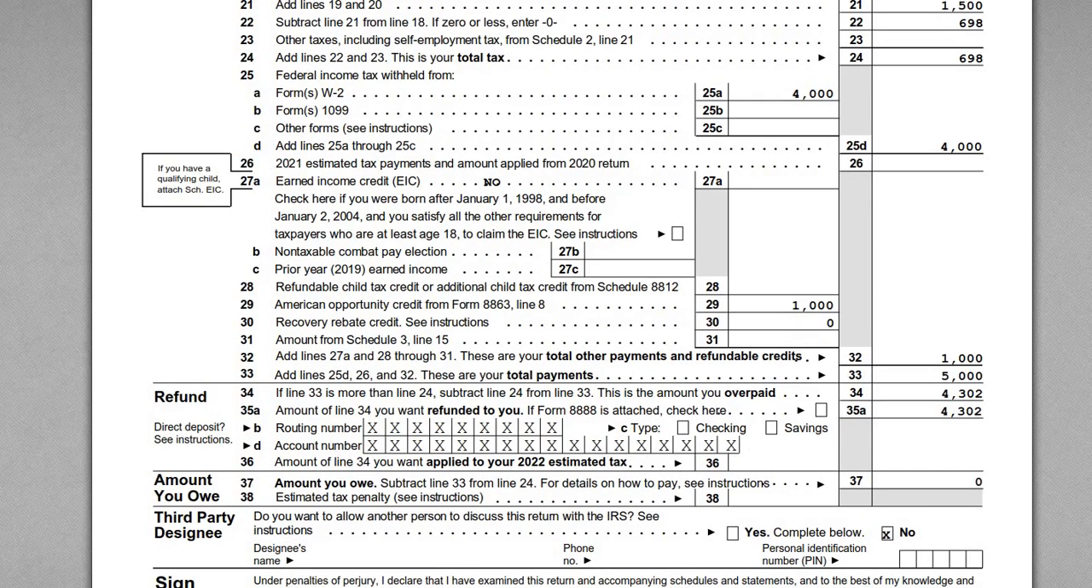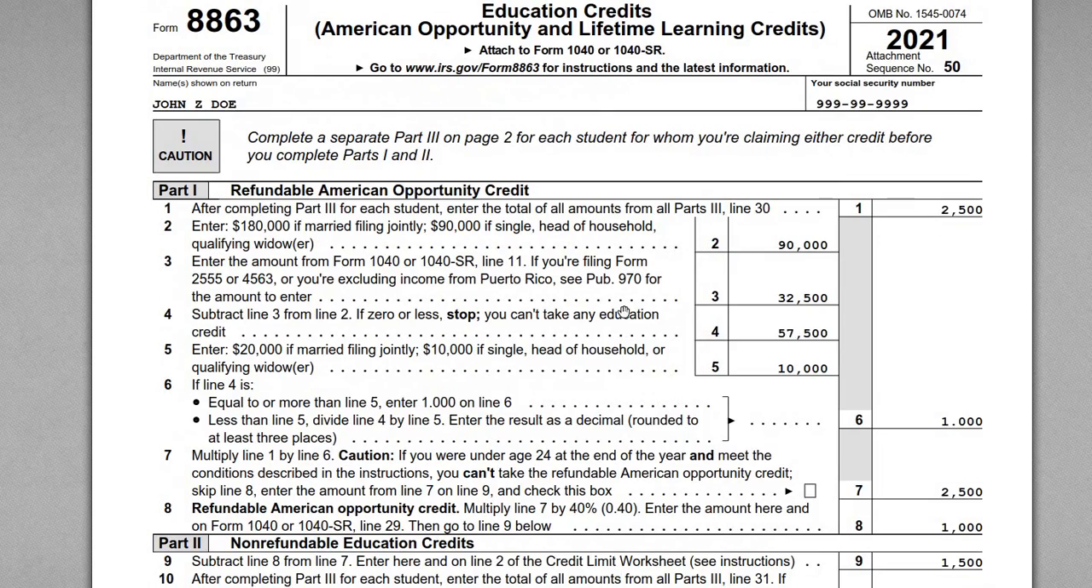Okay, so that covers it for this tutorial on the 8863, specifically the American Opportunity Tax Credit. Again, I haven't covered the Lifetime Learning Credit in more detail, just the AOTC.